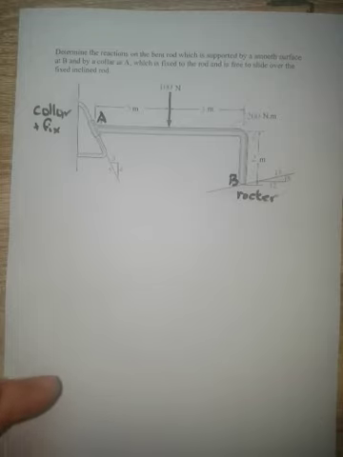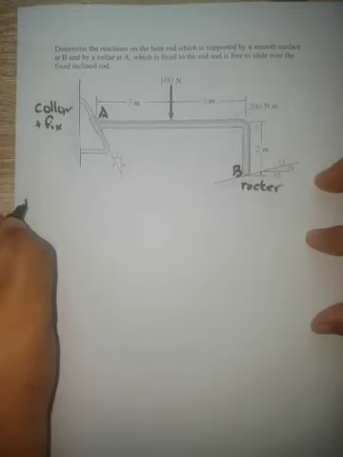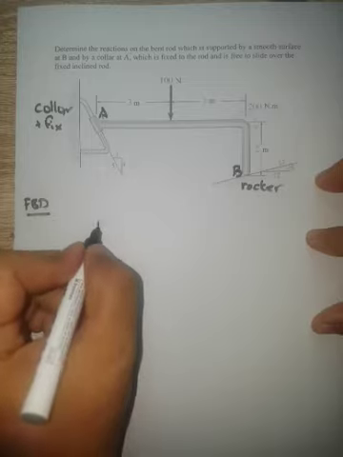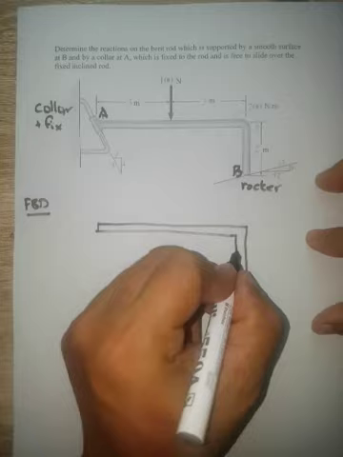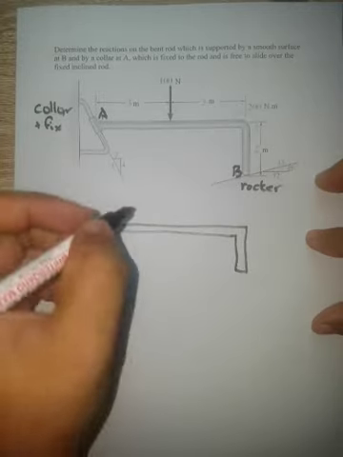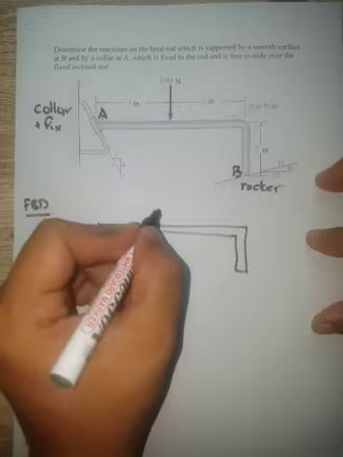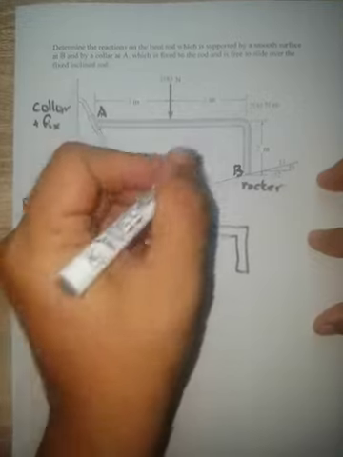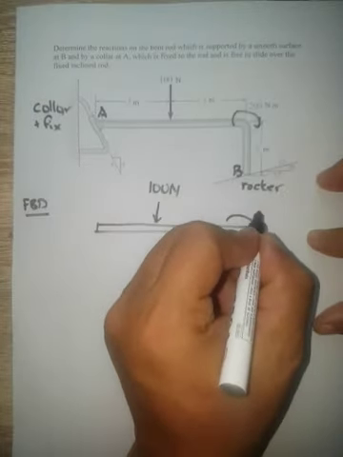Next we need to draw the free body diagram first. Previously I've shown you the free body diagram of this structure, so I write it again. Here we have first the sketch of the frame, and then the action loading. Here we have 100 Newton. Okay, here we have the couple moment, 200 Newton meter.